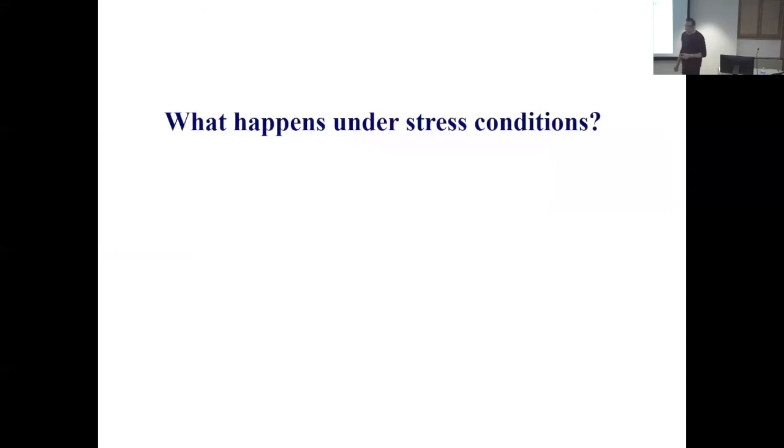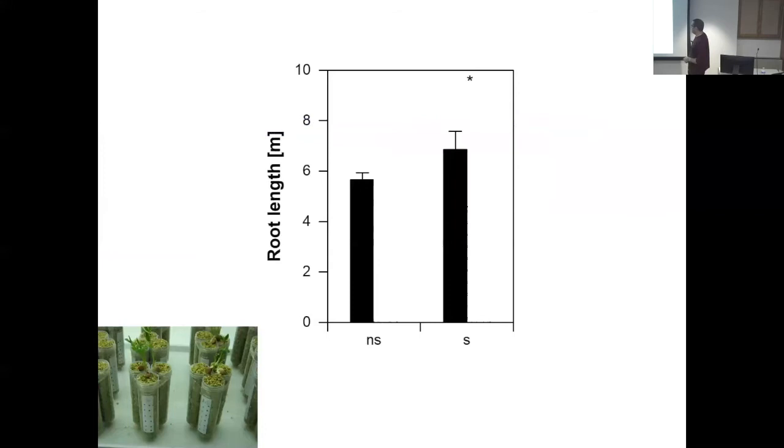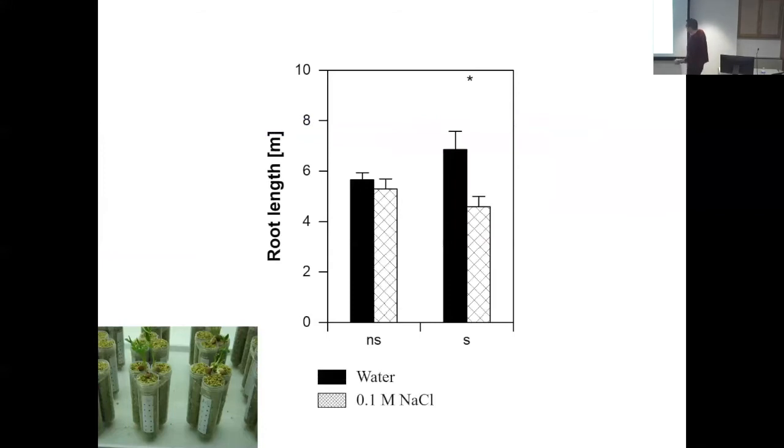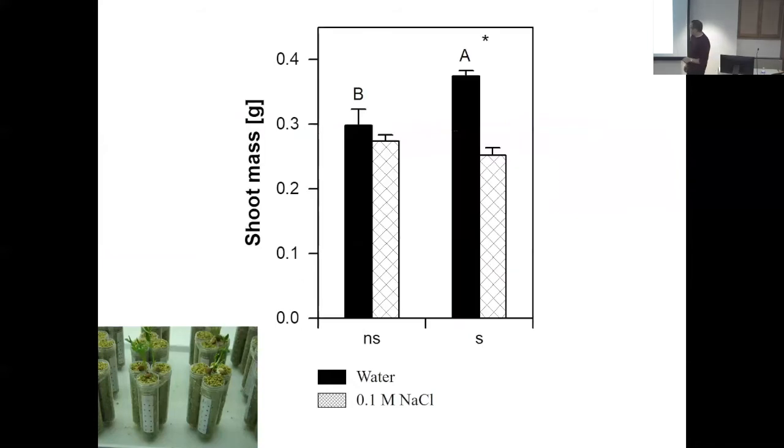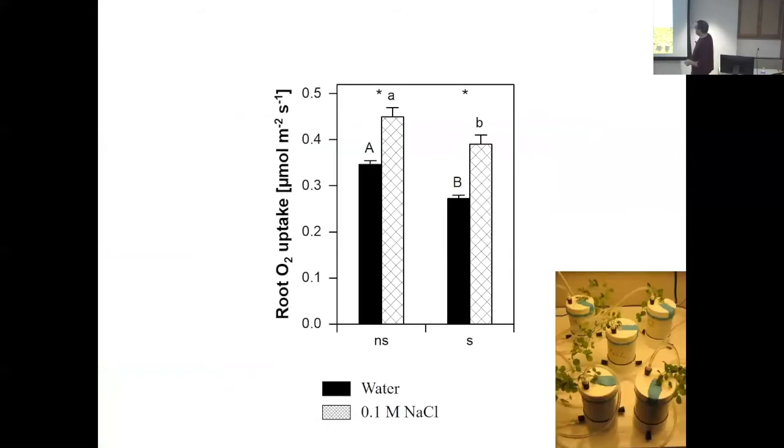And one of the most important stresses that we work on in the lab is salinity. So we look at salinity, we grow them, we put 100 millimolar NaCl. You see that when you are self, you are much more affected than your non-self. And the same thing also happens in the shoot and also in respiration.